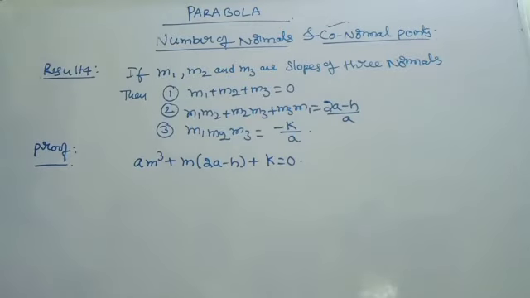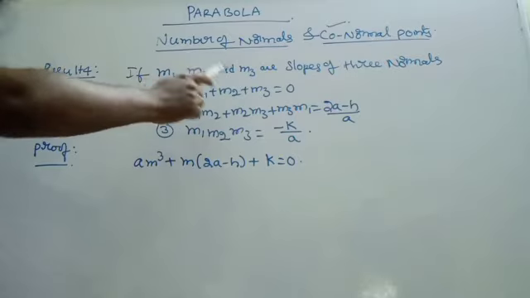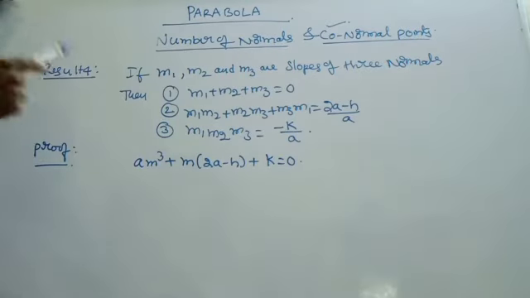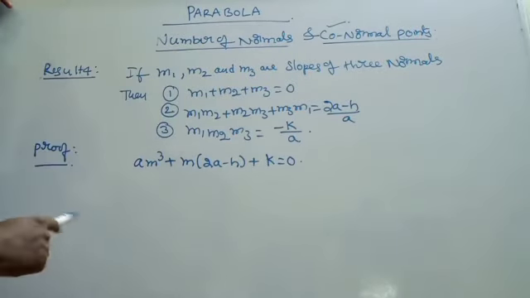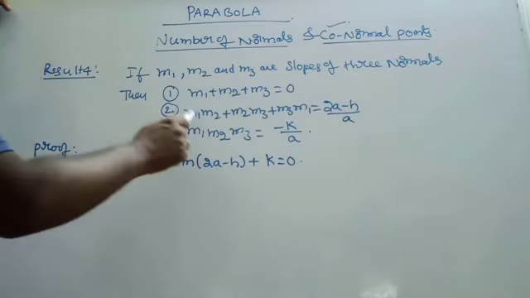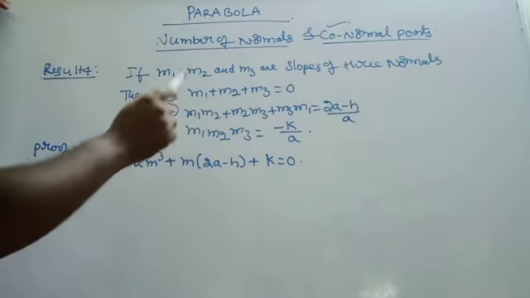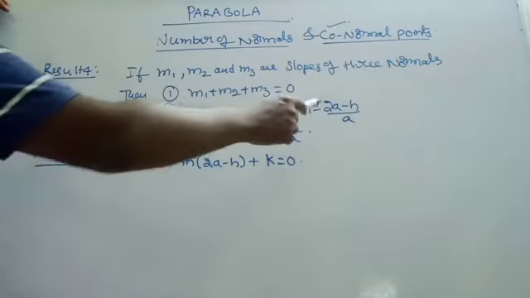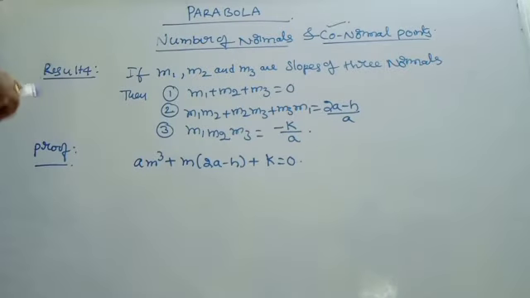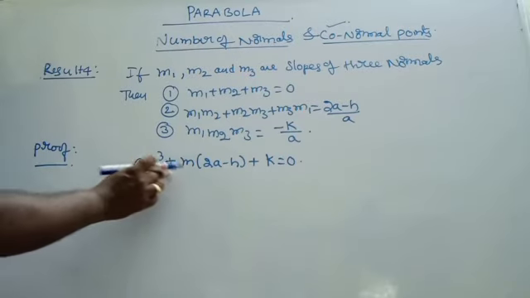Now we have another result. If m1, m2, m3 are slopes of 3 normals. Now only we proved, my dear students, the previous result: through one point we can pass 3 normals to the parabola. And if m1, m2, m3 are the slopes of 3 normals, we need to prove m1 + m2 + m3 = 0, and m1m2 + m2m3 + m3m1 = (2a − h)/a. Now the third one, m1 m2 m3, you have to prove, equals −k/a.